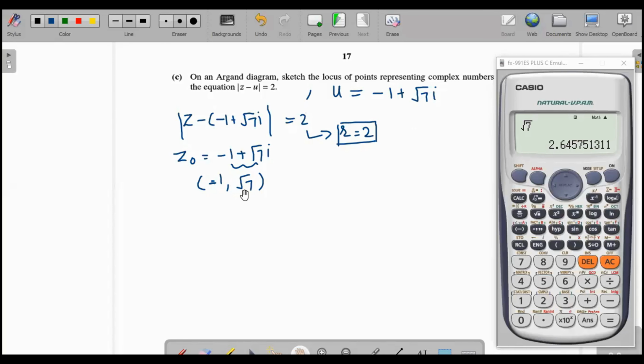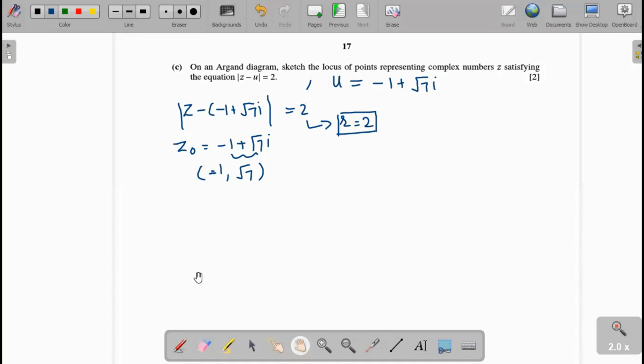Now the square root 7 value is 2.645, and we write it here. We can write this value as minus 1, 2.645, and the radius is 2.